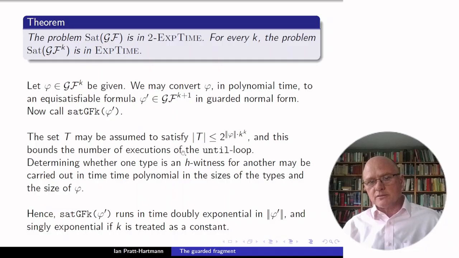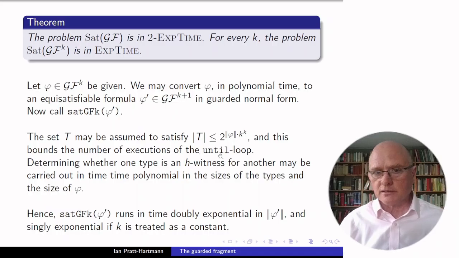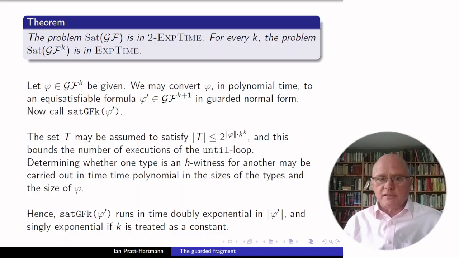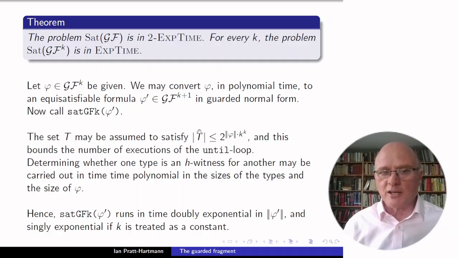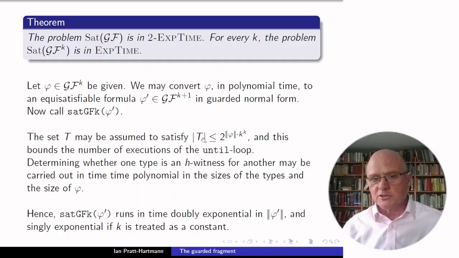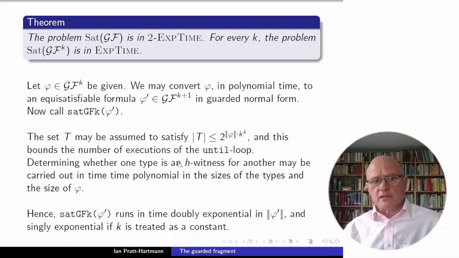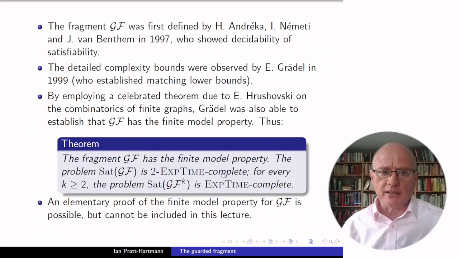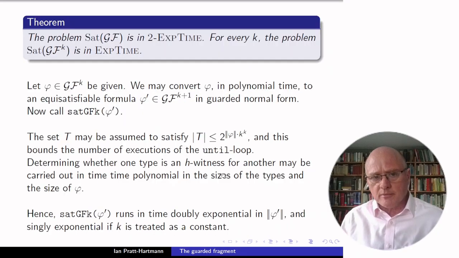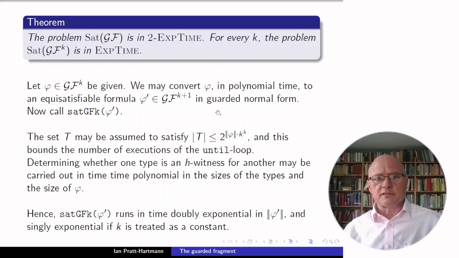And this bounds the number of executions of the until loop, right? So we don't execute the until loop more times than there are types in t, because each time we go through the until loop in the algorithm, we check out at least one bad type. And moreover, determining whether one type is an H-witness for another can be carried out in time polynomial in the sizes of the types and the size of phi. So clearly exponential in the size of phi.